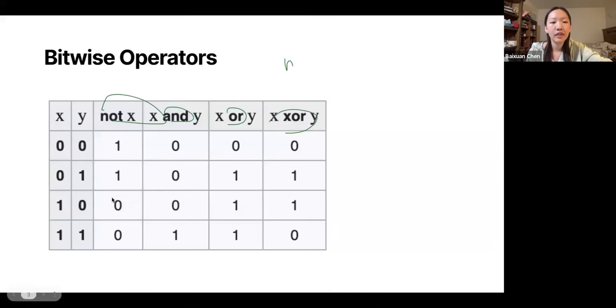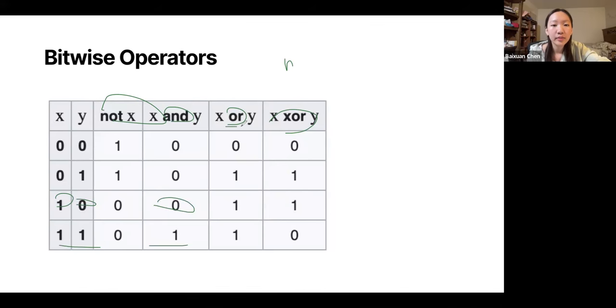So for not, it's pretty straightforward. If you enter a 0, then it will give a 1, and if you enter 1, it'll give a 0. It's like the opposite. And then for and, it will return a 1 when there's two ones. So if there's a 0 and a 0, it will return a 0. If it's a 0 and a 1, it'll return a 0. And if it's a 1 and a 0, it'll also return a 0. And it'll only return a 1 if it's a 1 and a 1.